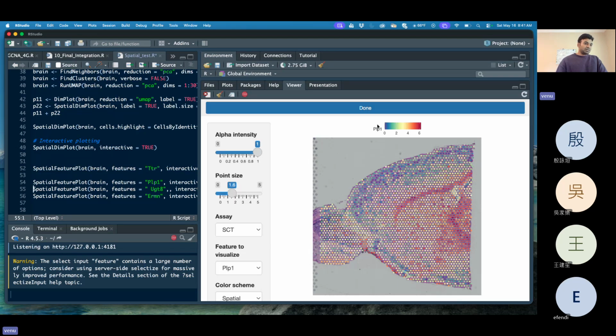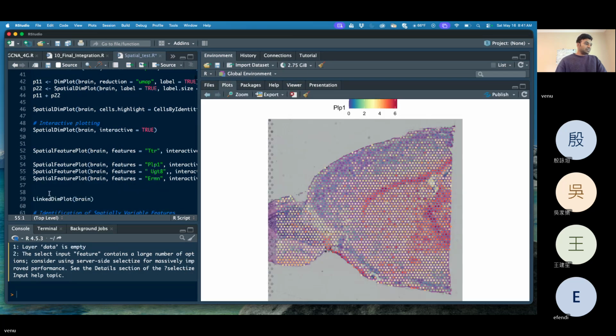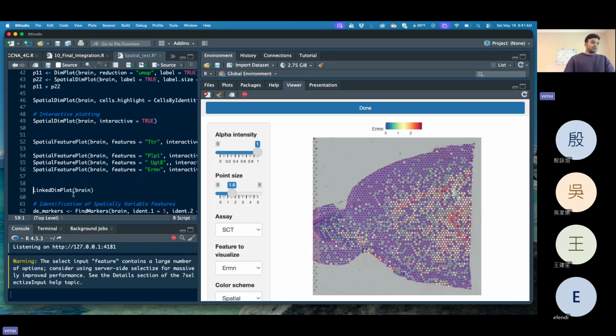These are other markers which play a key role in brain regions. PIP1, and this is mouse data. We can clearly see the spatial expression here. UGT, I think there is no gene. Okay. And this is the spatial expression of the ERMN gene.